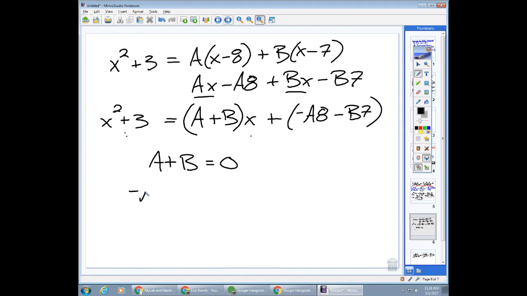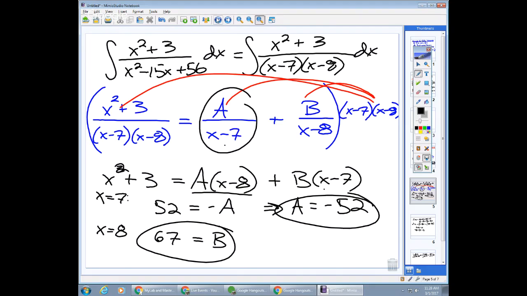And then the negative 8a minus b7, that's got to add up to 3 because that's the constant term. And then we can solve that system of equations. So no matter what, you're going to get a system of equations. Sometimes this method is easier, sometimes the method of picking convenient values is easier. It kind of depends. It can go either way. It's hard to say which one.